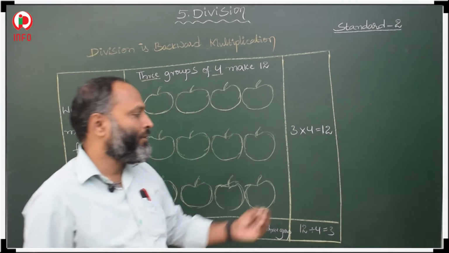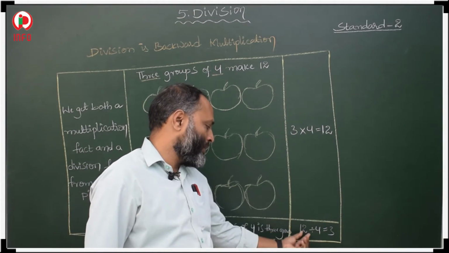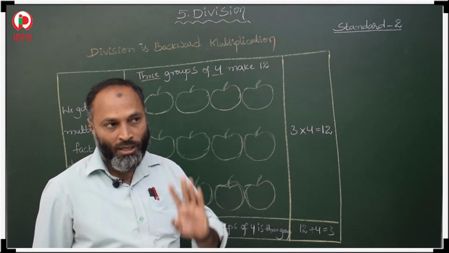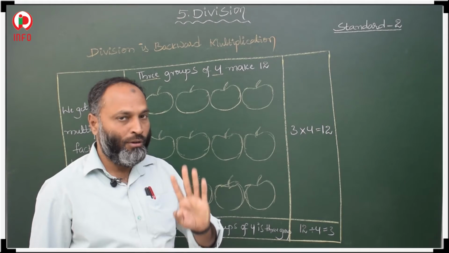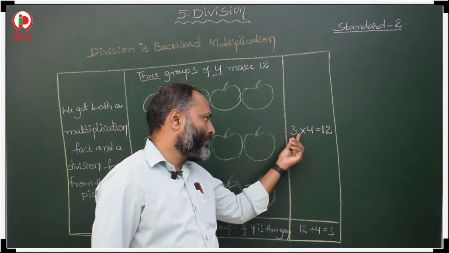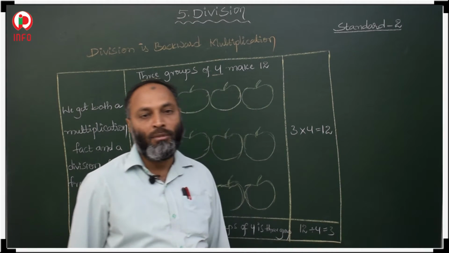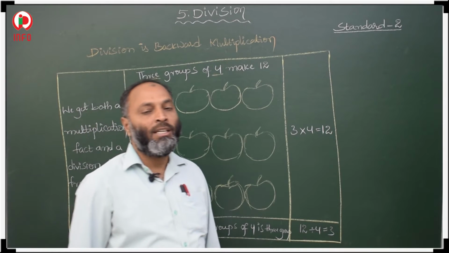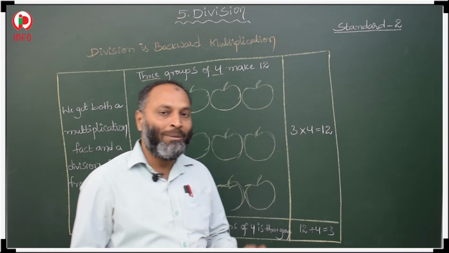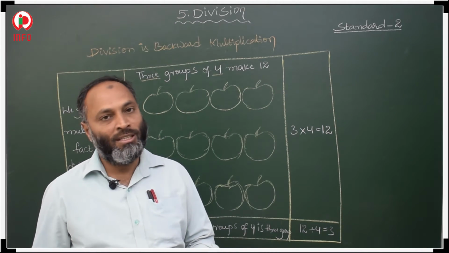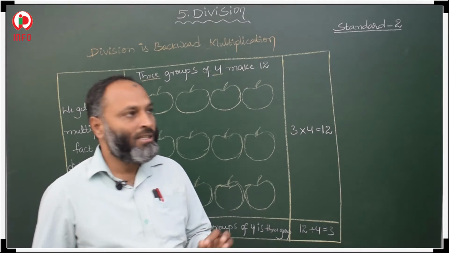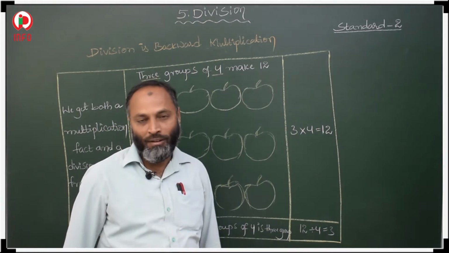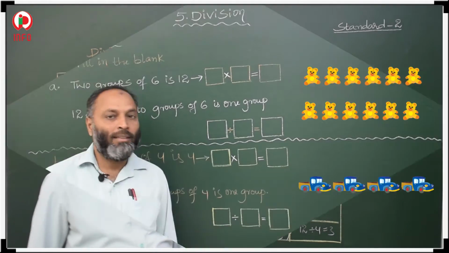This is the division fact. The total 12 divided by 4, groups of 4s. If groups of 4s, then how many groups can we form? 3 groups we can form. This is a division fact. Okay. So multiplication and division are vice versa, they are inverse to each other. That is why we can say that division is a backward of multiplication. This is the animation part.